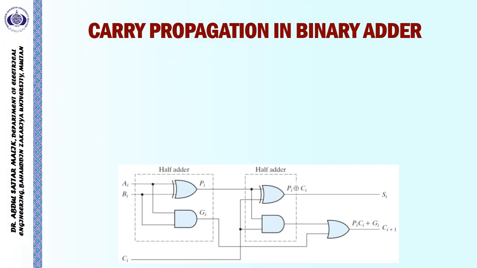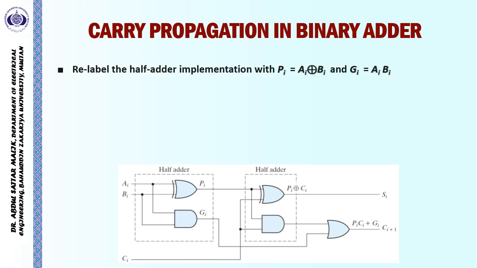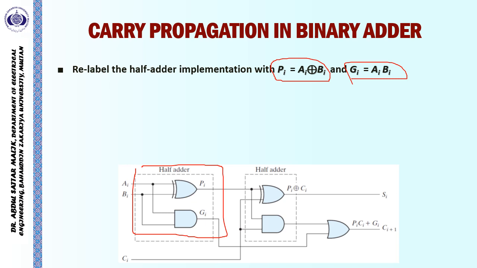In order to overcome the propagation delay issue, carry propagation in binary adder circuits is designed to resolve this particular aspect. We relabel the half adder implementation from our previous lecture: we name a variable Pi as equal to Ai exclusive OR Bi, and we label Gi as equal to Ai AND Bi. Over here we can see Pi is equal to Ai exclusive OR Bi and Gi is equal to Ai AND Bi.